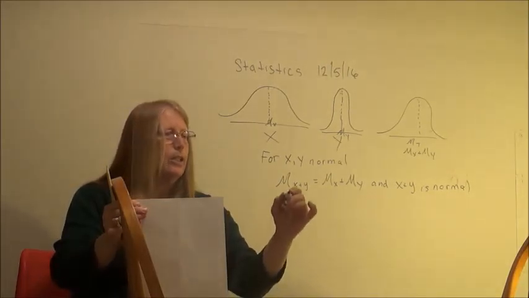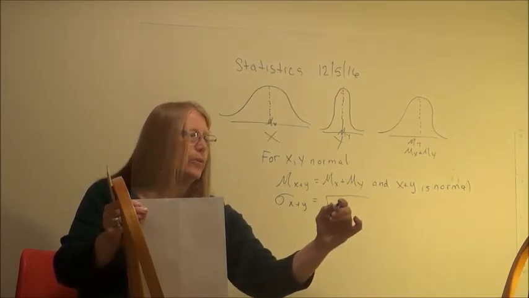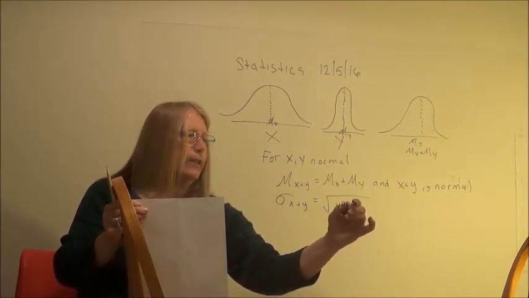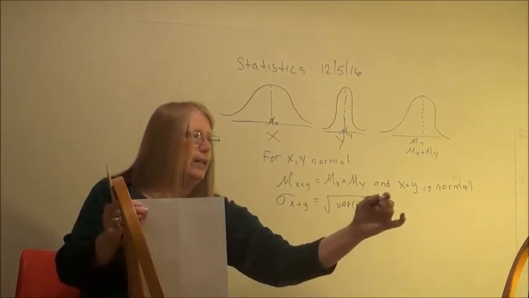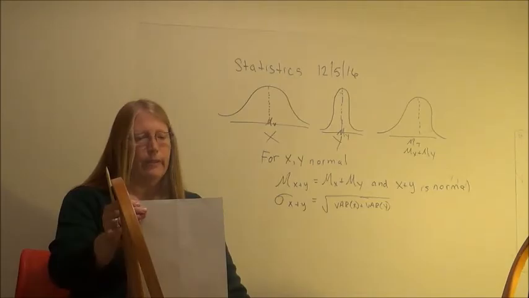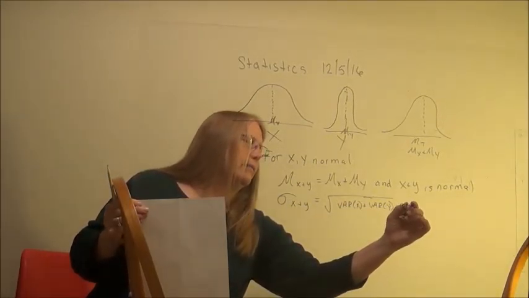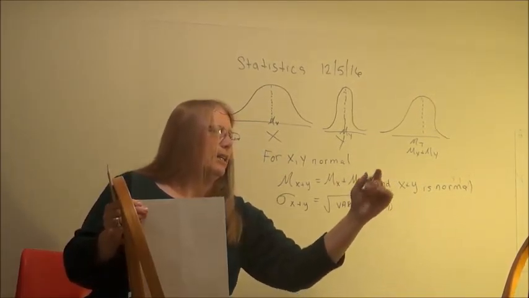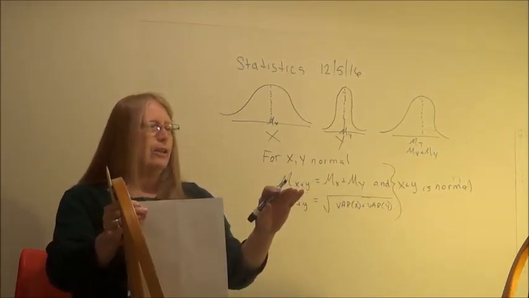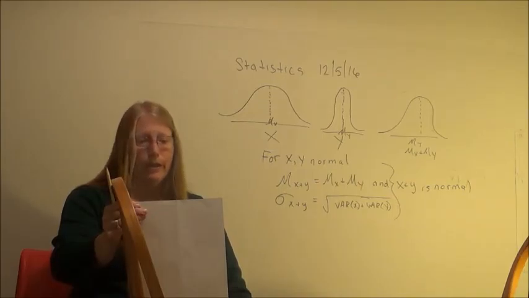And the standard deviation, when we add two normal curves, is going to follow the same old rules. Take the variance of x and the variance of y, add them together, and find the square root. That'll be the standard deviation. Nothing new there, but what is new is that x plus y is normal. So combining, nothing's going to change in our calculations, but we can add this principle that now we have a normal curve if we started with two normal curves.